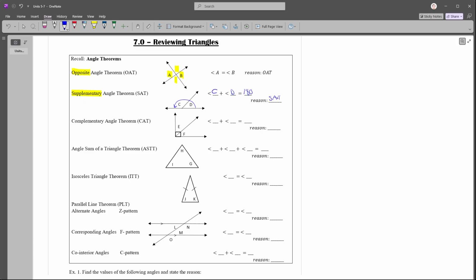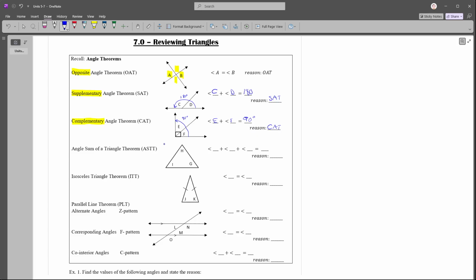Okay, so the next one is very similar. This one is called the complementary angle theorem. This is similar, except it's not a half circle, it's only a quarter of a circle. And we know the angle of a full quarter circle, from here all the way up to here, is exactly 90 degrees. So if it's 180 for a half circle, then the quarter circle is 90 degrees. So similar to the last one, in this case, angle E plus angle F are going to add up to be exactly 90 degrees. That's a 9, not a 7, I swear. Okay, so we call this the complementary angle theorem.